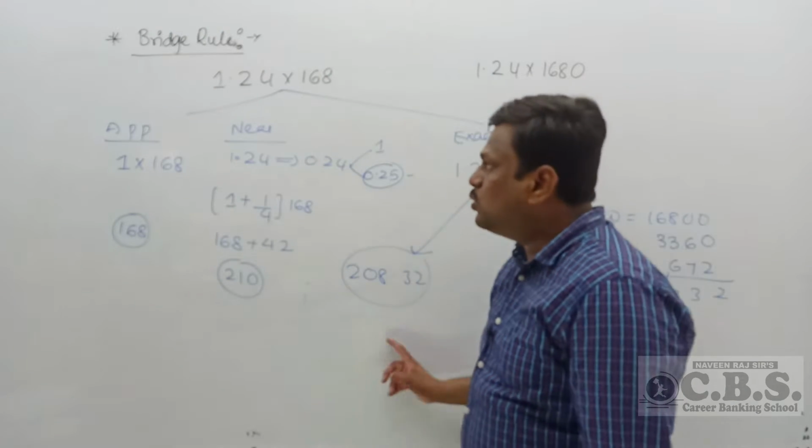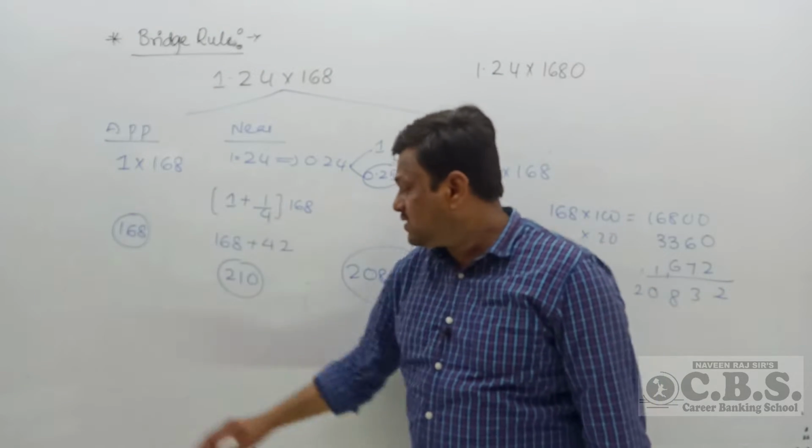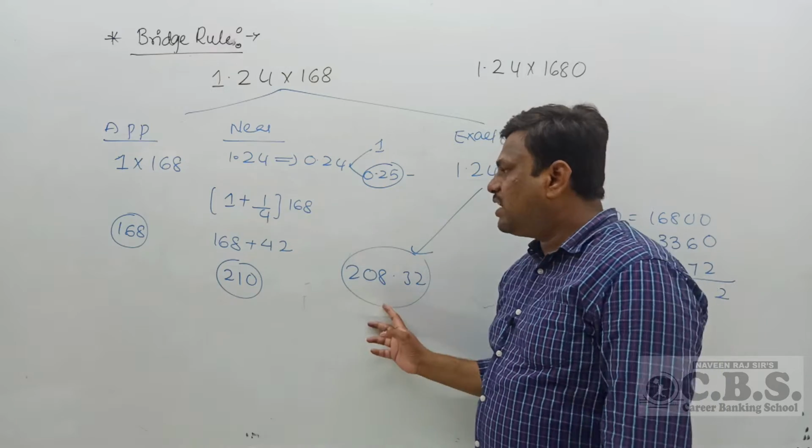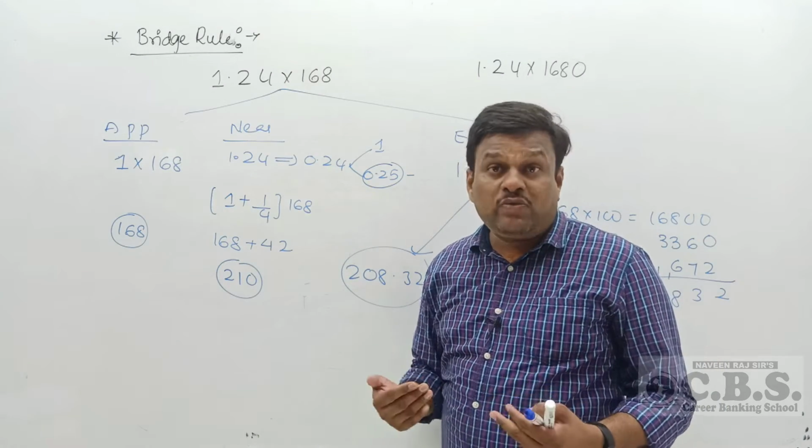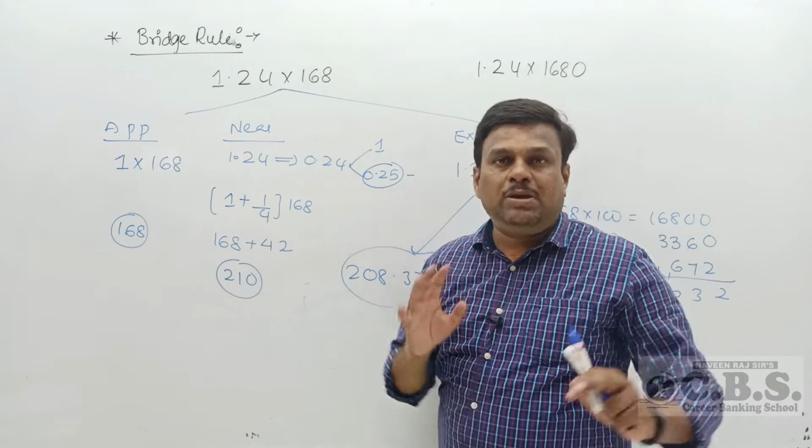So if you do the approximate, your answer is 168. 168 to 208, the difference is 40. If the option difference is below 50 or below 40, you get a big problem.